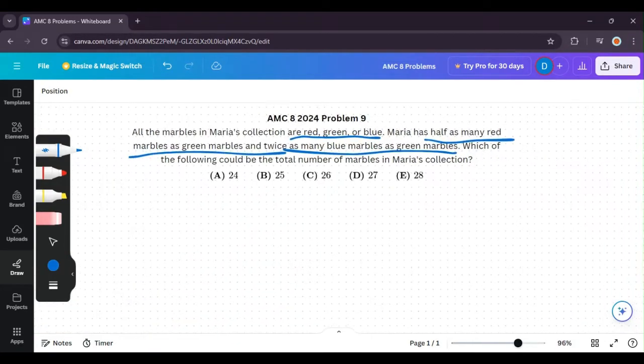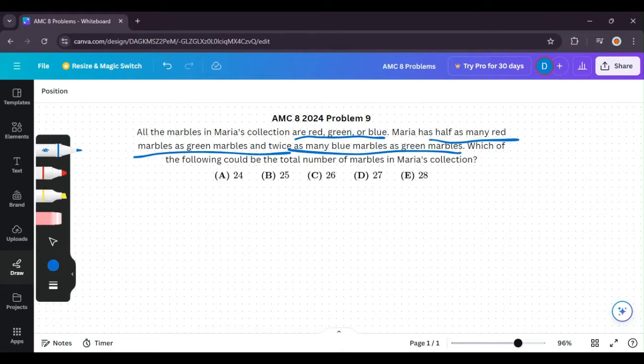We know that the marbles are red, green, or blue, and Maria has half as many red marbles as green marbles. So half as many red. So red is equal to half green. Okay, so R stands for red and G stands for green.